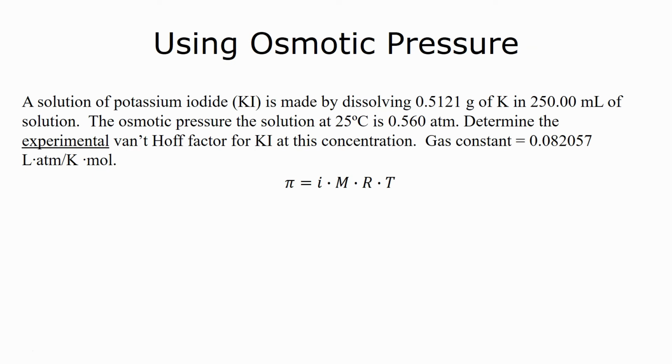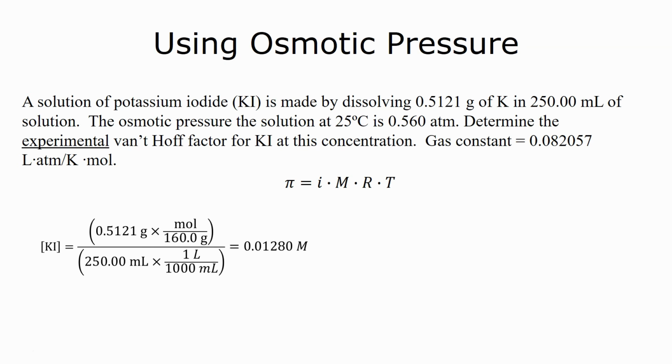Well, let's say we have a solution of potassium iodide. We would expect that to have a Van't Hoff factor of 2, but we make a solution and we measure the osmotic pressure at 25 degrees Celsius, and we get an osmotic pressure of 0.560 atmospheres. We're going to use this information to determine the experimental value of the Van't Hoff factor for KI at this concentration. And so we're going to need to know the conversion factor for Celsius to Kelvin, as well as the gas constant.